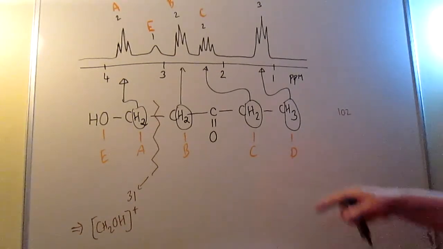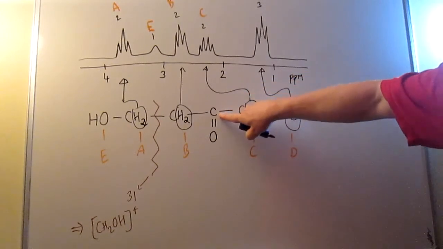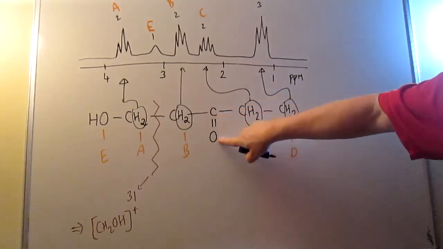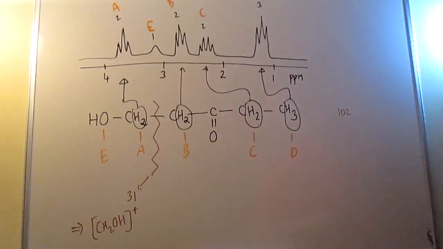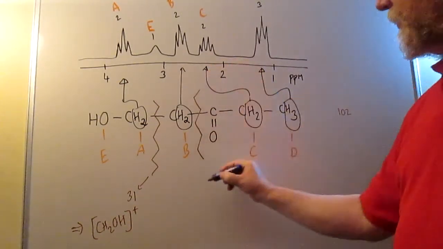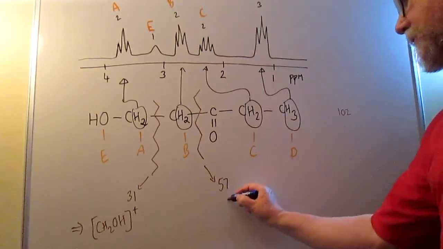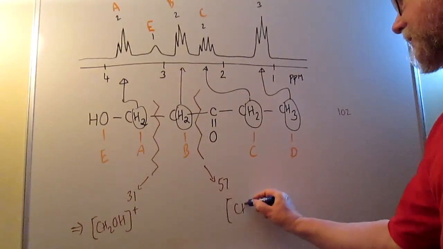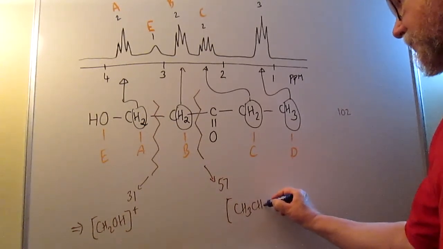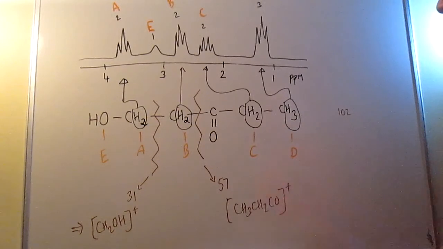57, it's a bit bigger, but we know we've got the ethyl group here, adds up to 29, and the carbon takes you to 41, and then the oxygen takes you to 57. So if we break it here, then that gives 57 on that side. So again, that would mean that we could just write down the fragment CH3, CH2, CO plus as the 57 fragment, and then we've accounted for everything.